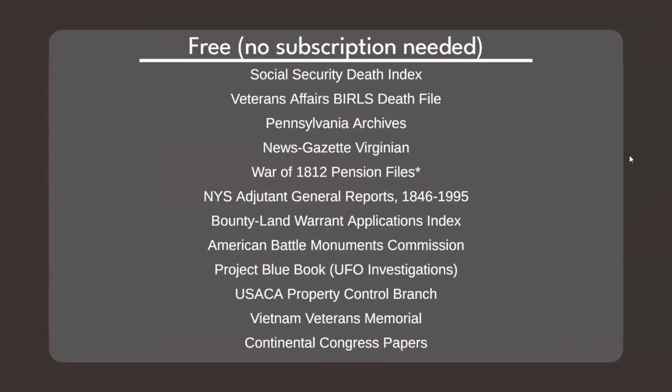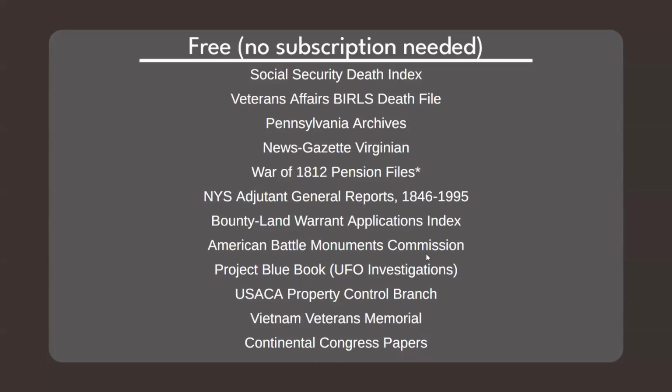So let's talk about some of the free things that you don't need a subscription to. A lot of these things you can get access to through Ancestry if you already subscribe there. But Social Security Death Index, VA Burials Death File, Pennsylvania Archives, News Gazette Virginian, War of 1812 pension files. I have an asterisk here because it is not complete, which we'll talk about later on. And all this other stuff. My favorite is really the Project Blue Book, the UFO investigations. I just feel like it's so random, and it's not a small amount of records. It's a decent amount of records. I find it absolutely fascinating.